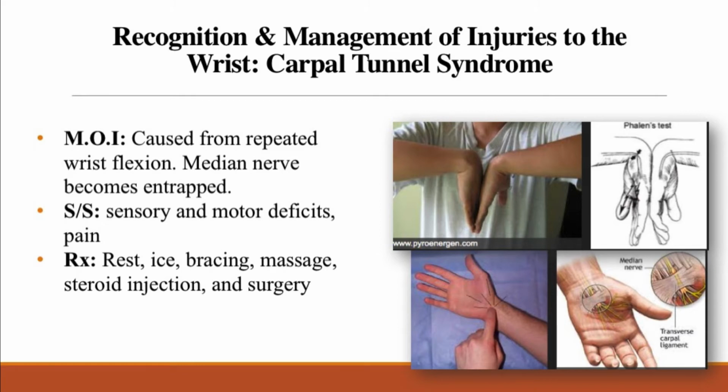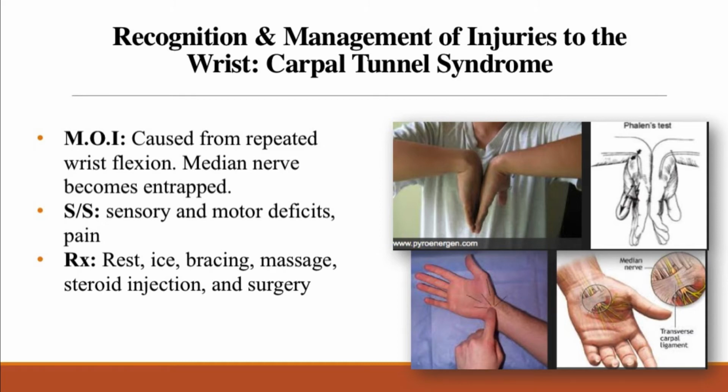The individual will experience tingling, numbness, and pain over the palm of the hand and into the thumb, index, and middle finger. The Phalen test, demonstrated in this presentation, assesses for carpal tunnel. If the individual experiences increased pain in this position, it is determined that the carpal tunnel is inflamed and the median nerve is being compressed.